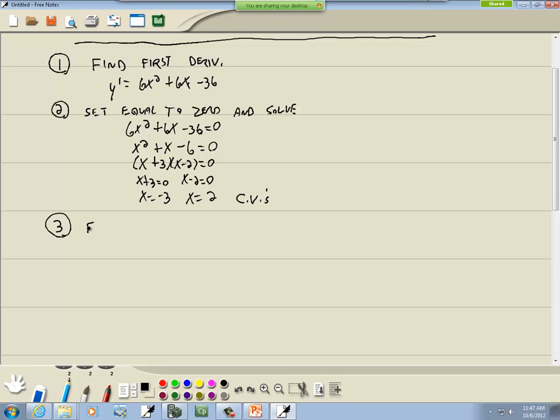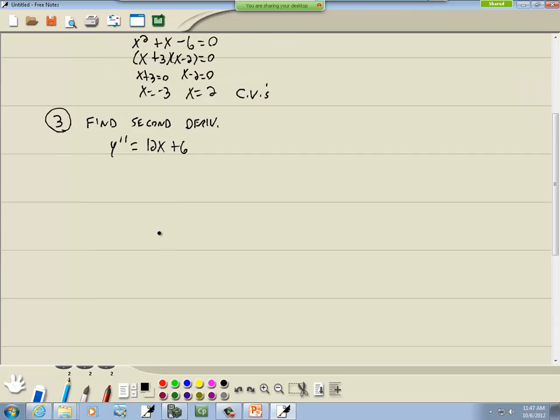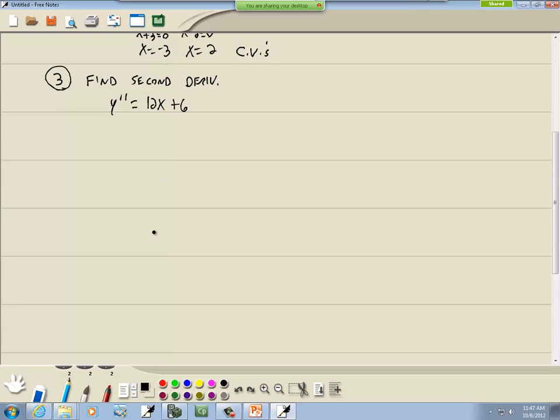Third step. Find the second derivative. So continuing from where the first step left off, that gives us 12x plus 6. Now 4, this is the second derivative test here.